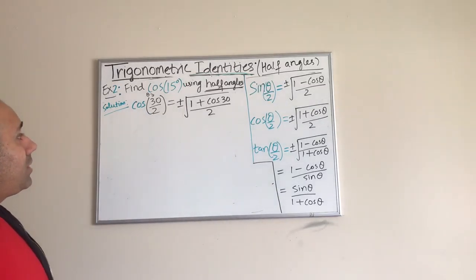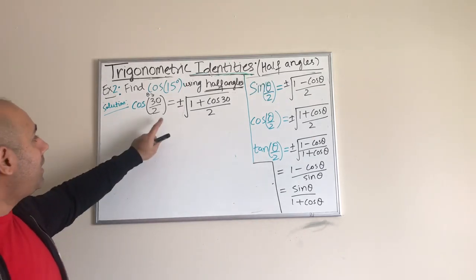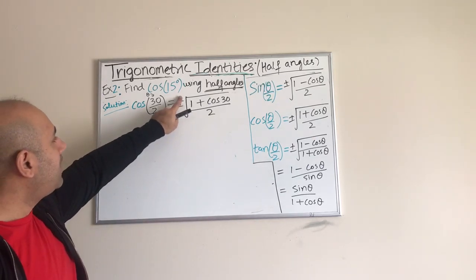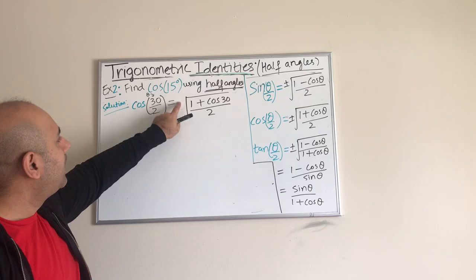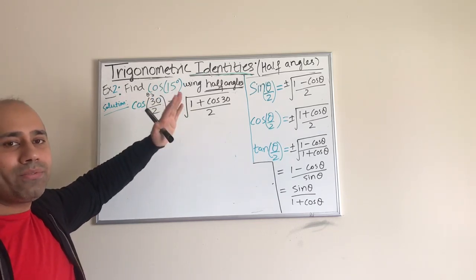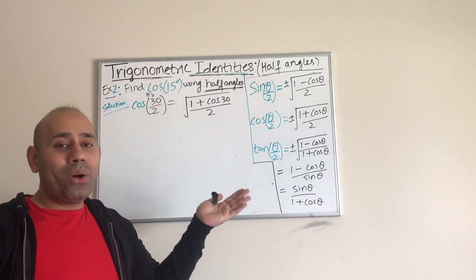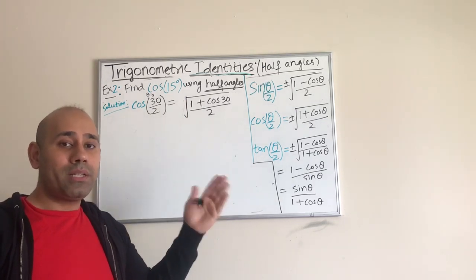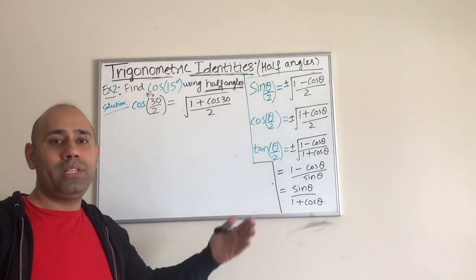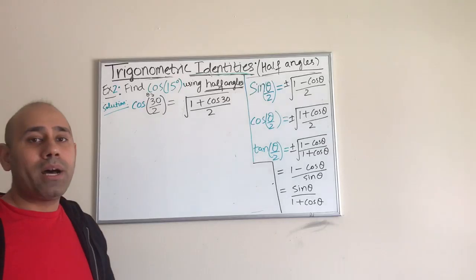Once we have it, we have to simplify the right hand side. Keep in mind, we don't have to write both plus and minus, because it's cosine of 15. We already know cosine of 15 is going to be positive, because all the trig functions are positive in the first quadrant, and 15 is between 0 and 90. It's in the first quadrant. So we're only going to get the positive value.